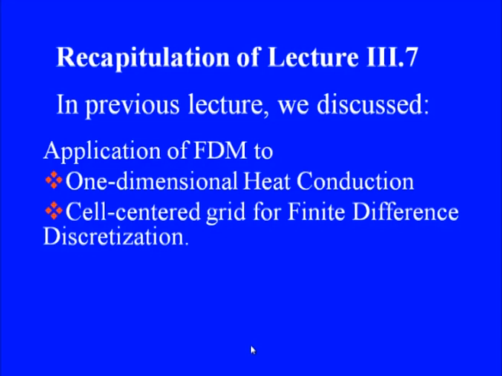We introduced a cell centered grid for finite difference discretization, and we looked at how we modify the boundary conditions. The boundary conditions have to be taken care of by what we call ghost cells. We have to incorporate ghost cells and ghost nodes to incorporate boundary conditions. We did one part, that is the incorporation of Dirichlet boundary conditions, and in this lecture this is where we are going to continue from.